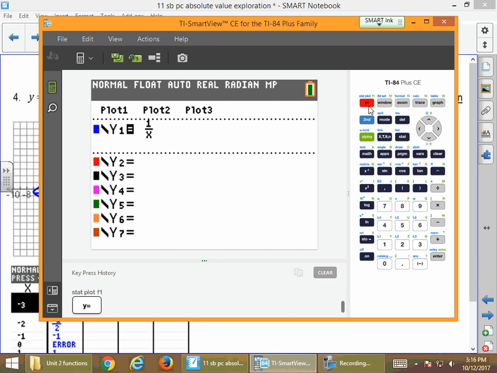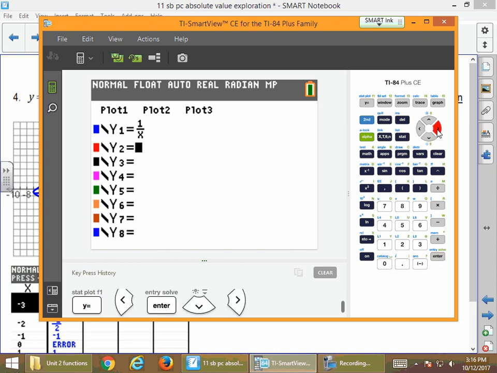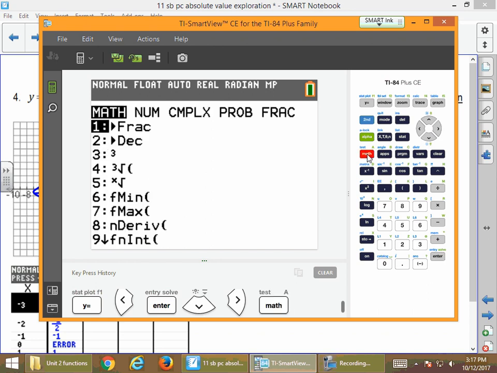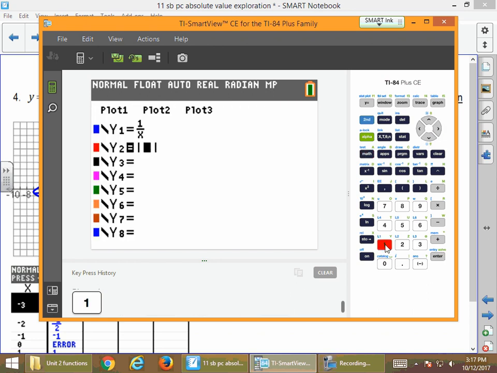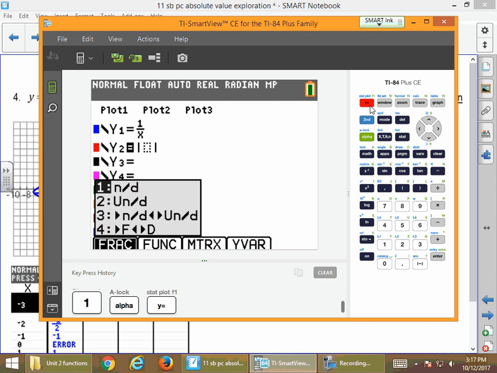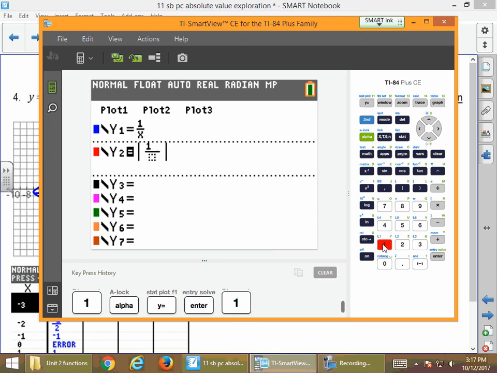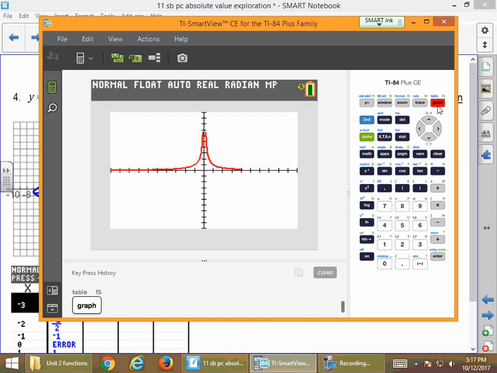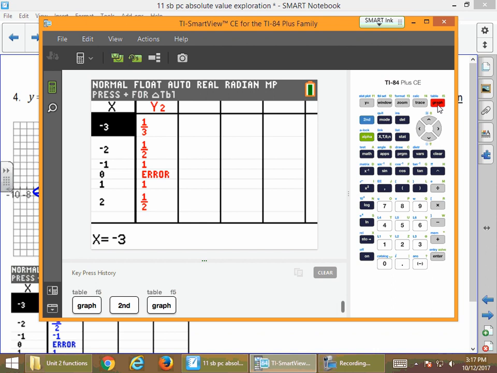So we go to y equals. I'm going to turn this one off for a moment, and let's put the absolute value in. And again, it's math, number, and 1. And then alpha y equals to get our fraction of 1 over x. And maybe by now you might be seeing a pattern that we can use to help us draw a graph without a calculator. And hopefully that's what you thought was going to happen. So let's look at the table, for comparison purposes.